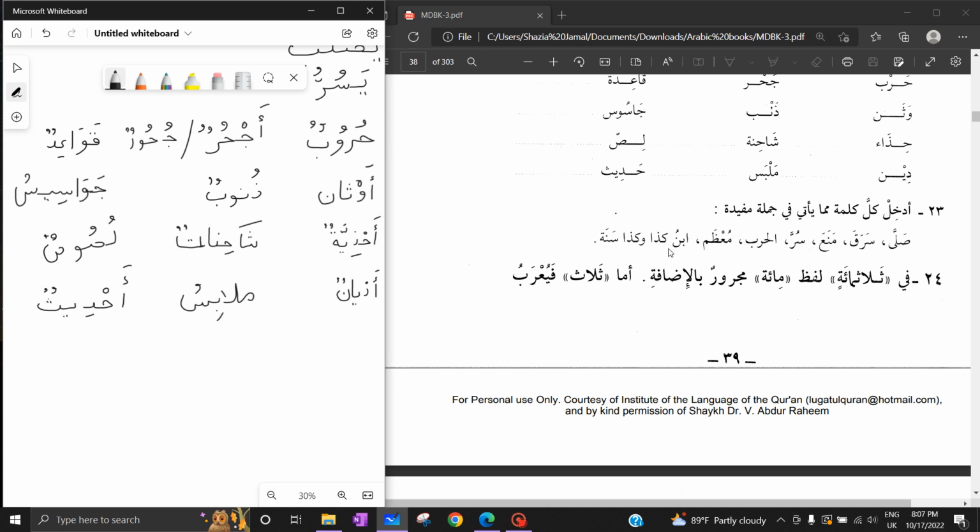This means that Ibn kaza wa kaza sana means the son of this and this, the age of somebody you are talking about. So it's a way of saying in Arabic, kaza wa kaza means like this and like this. You have to say, like, Ibnu, how old is your son? How old is your son? So what will you say?